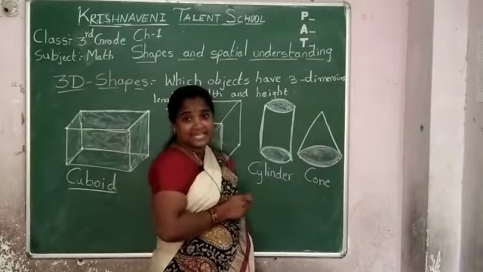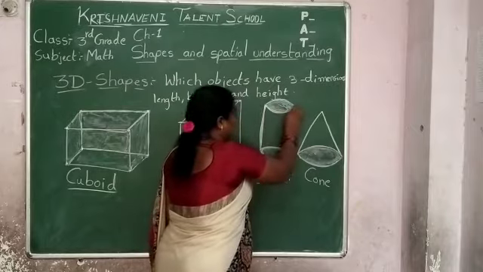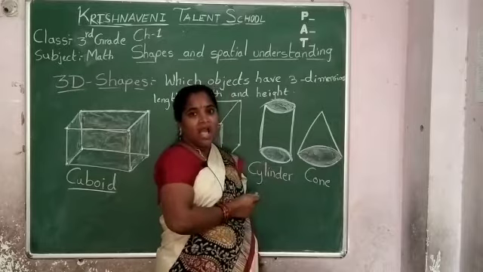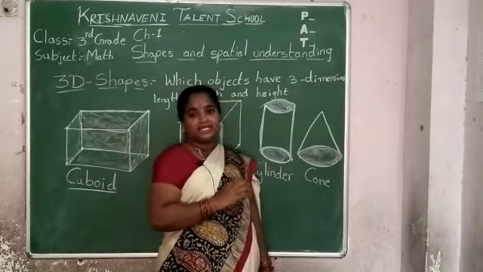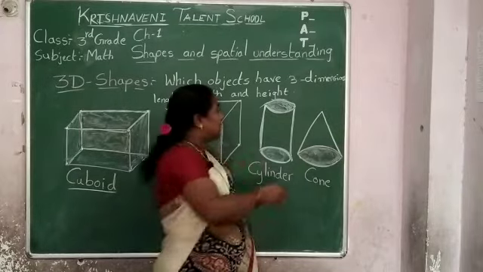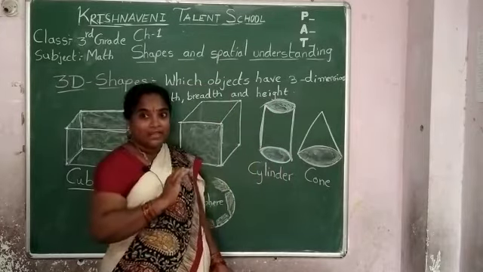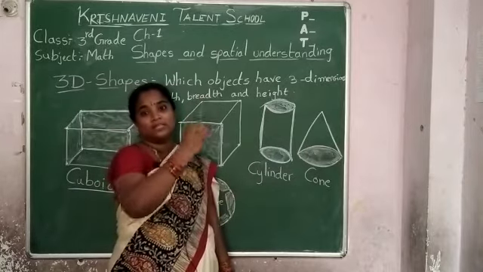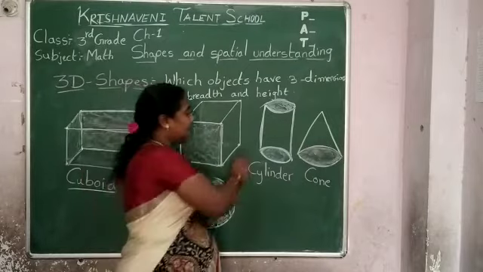How many edges are there? Curved edges, only two. How many corners are there? Already in the previous video we learned that curved surfaces do not have sides and corners. So this has no corners. What are the examples of a cylinder? Gas cylinder, tube light, water bottle, drum. These are the examples of a cylinder.